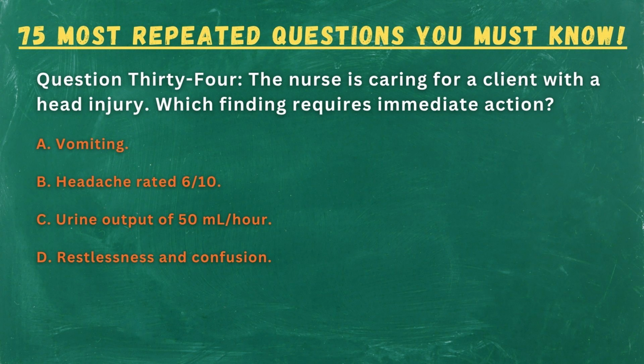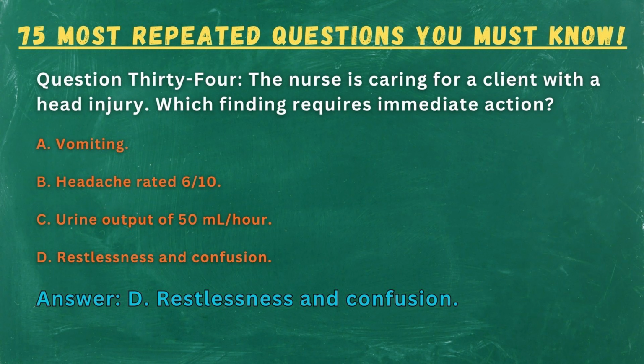Question 34. The nurse is caring for a client with a head injury. Which finding requires immediate action? A. Vomiting. B. Headache rated 6 out of 10. C. Urine output of 50 milliliters per hour. D. Restlessness and confusion. Answer: D. Restlessness and confusion.